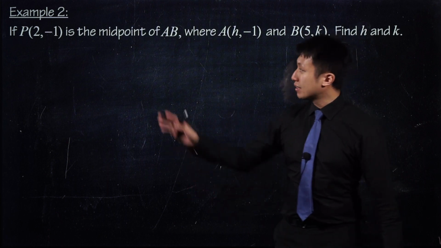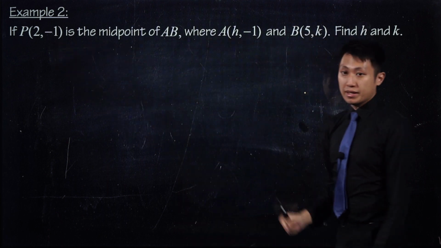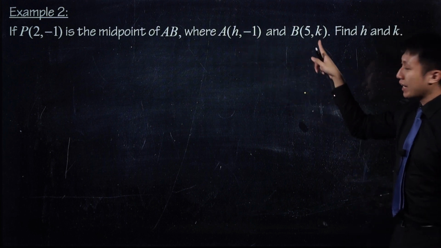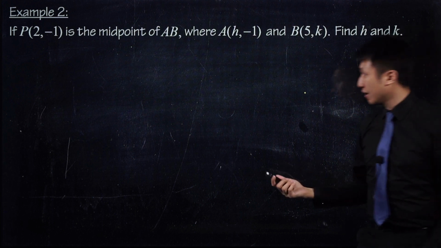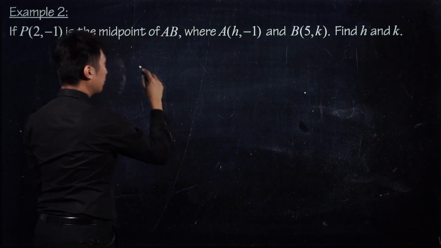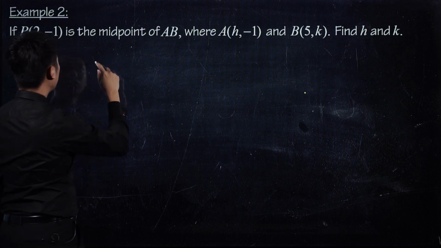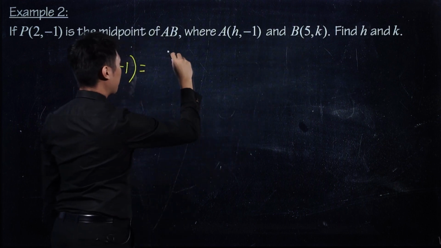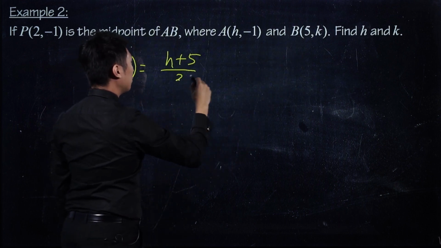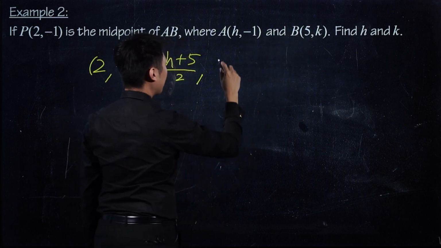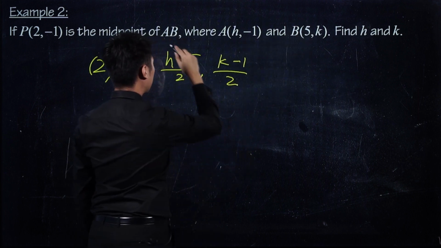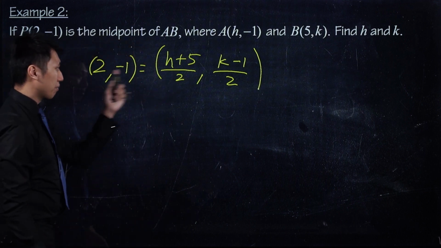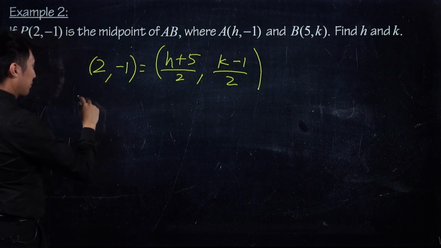It's given that (2, -1) is the midpoint of AB. A is given in terms of H, and B is given in terms of K. Then solve for H and K. Very simple. The midpoint of these two is P. So (2, -1) is equal to coordinate plus coordinate, add them up: H plus 5 divided by 2, and -1 plus K, so I write K minus 1 divided by 2. So I compare component by component.